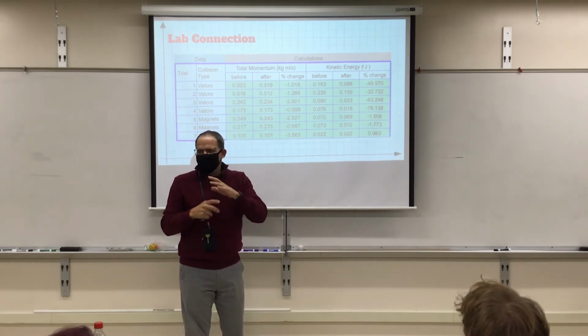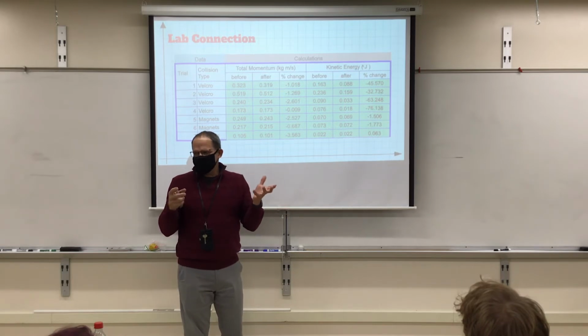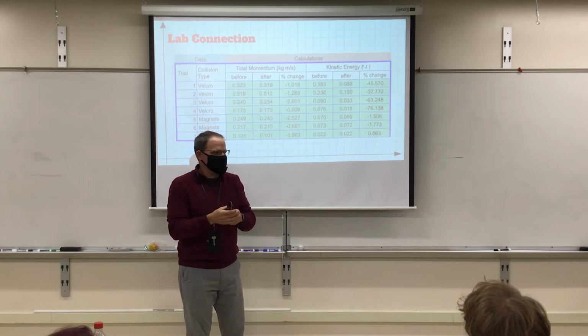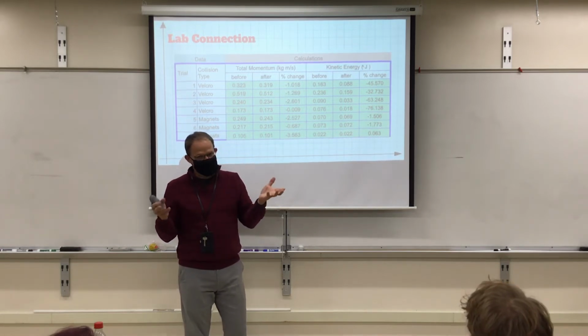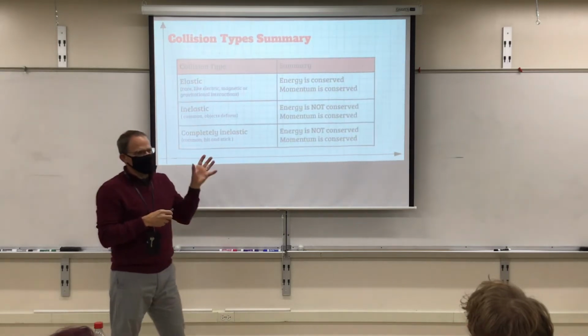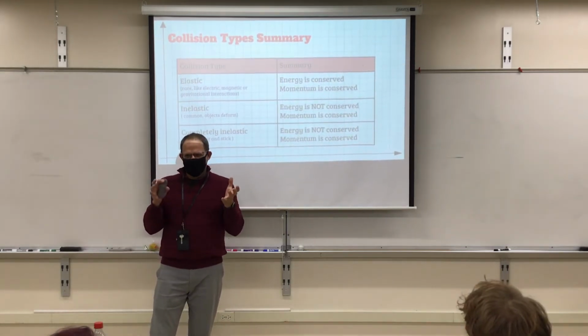So elastic collisions usually happen when you have things like magnets or electric forces or forces at a distance. Gravity is an example also. So here's a summary, kind of putting together what we know and what we got in lab.